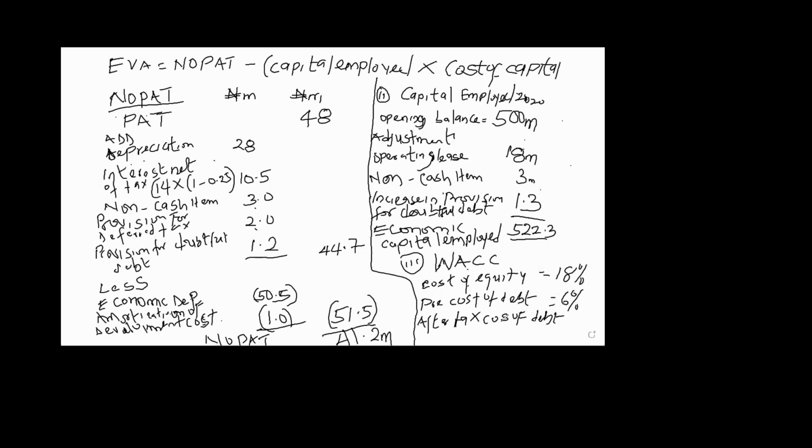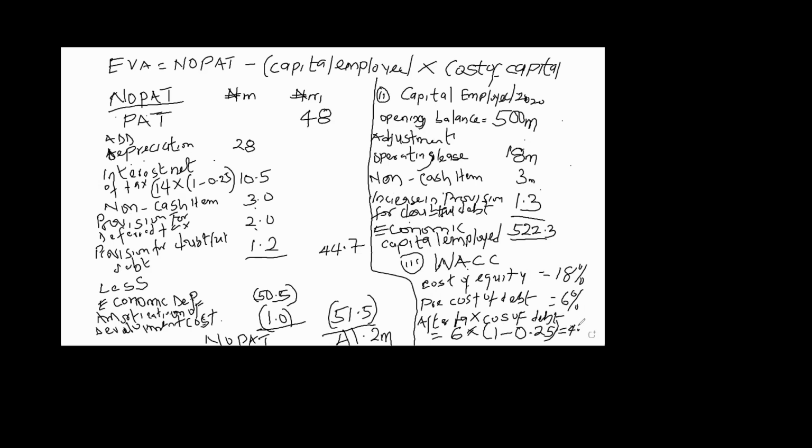This is equal to 6 multiplied by, open a bracket, 1 minus, what is the tax rate? 25%. Please compute and get your after-tax cost of debt. What do you have? 4.5.